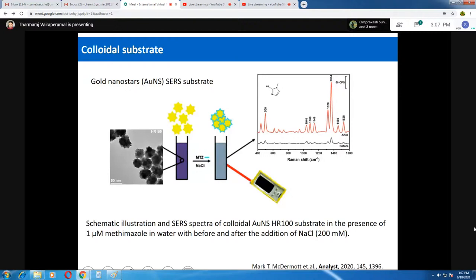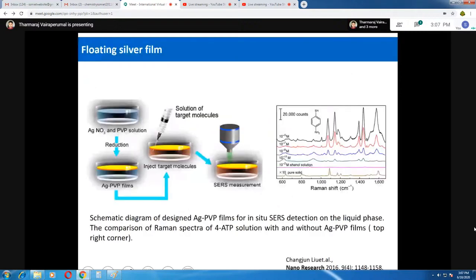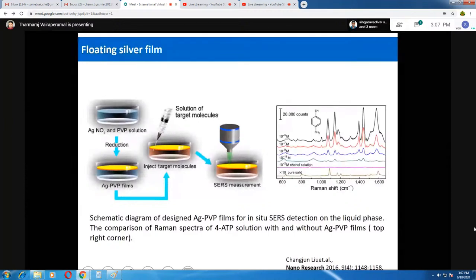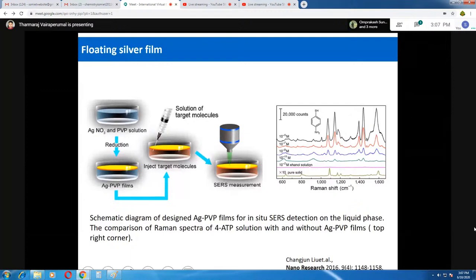It is another type of substrate, floating silver plate: silver nitrate and PVP solution. The chemical reduction method forms the silver nanoparticles and PVP. With the floating of the particles, in the presence of the target molecule, that target molecule can absorb on the silver nanoparticles, giving the Raman signals. Then the Raman can clearly detect the target.